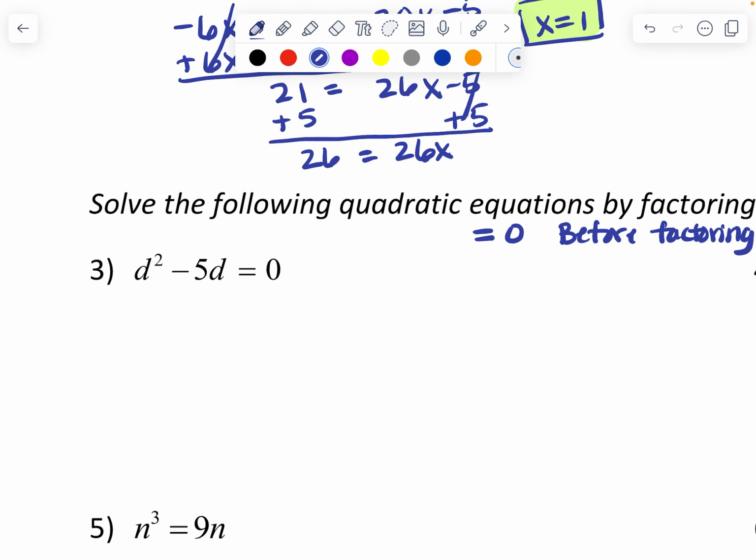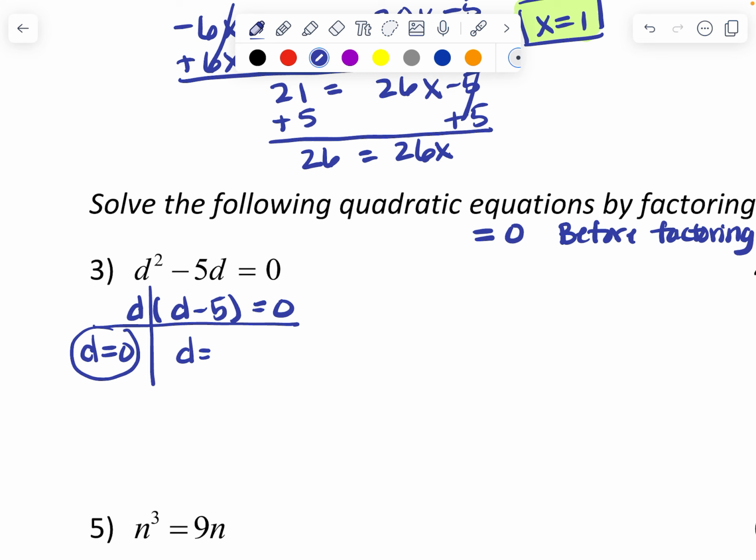So number 3 is equal to 0. This is just the greatest common factor. So if I take out a d, I'm going to be left with a d minus 5. And then setting both of these equal to 0 is going to give you d equals 0 as answer number 1, and then d equals 5 as answer number 2.